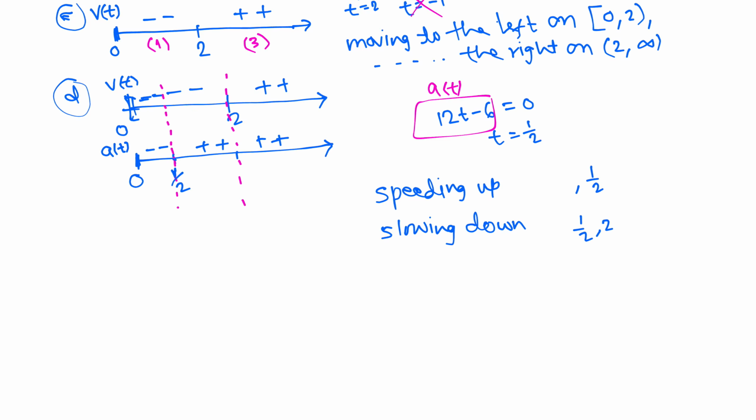Unlike the first one, so this was 0, 1/2 to 2, and after 2, positive positive, so it's speeding up, 2 to infinity. Okay, that's final.